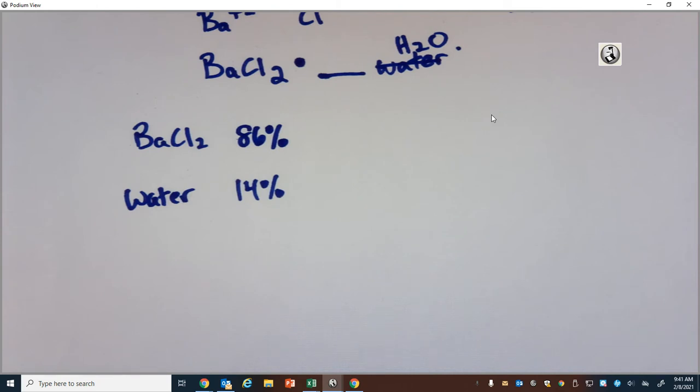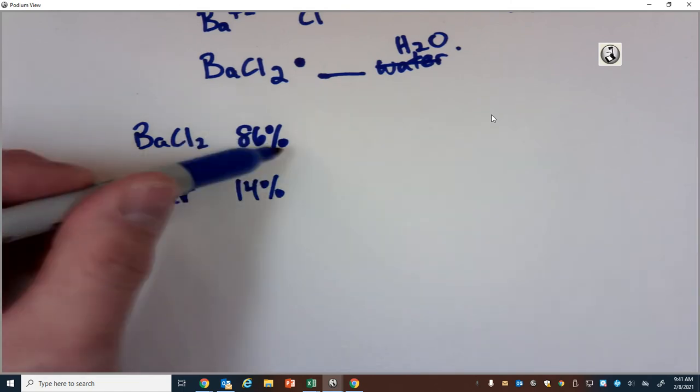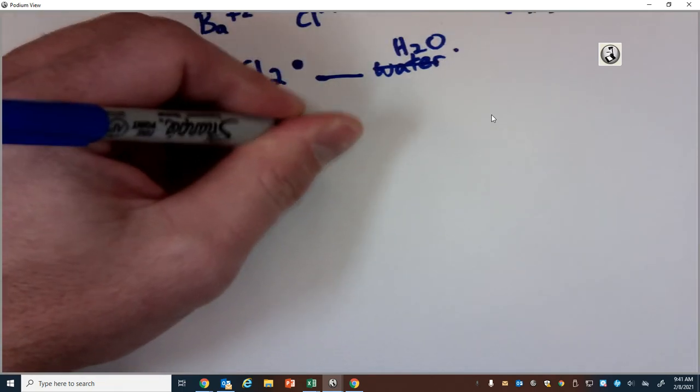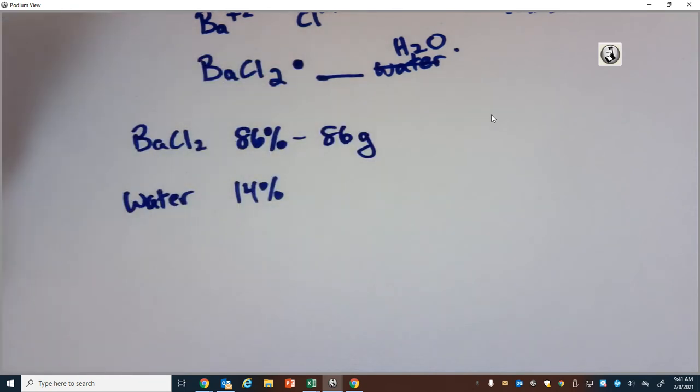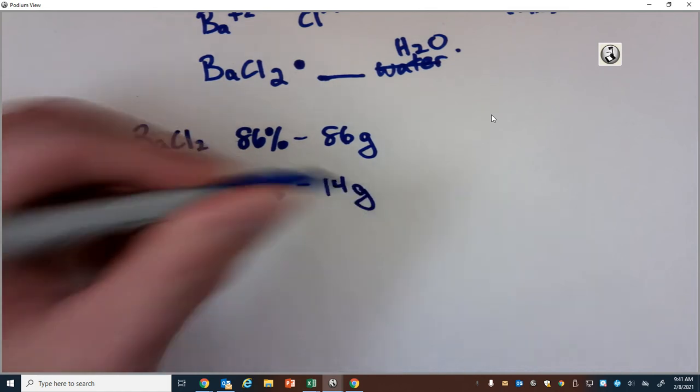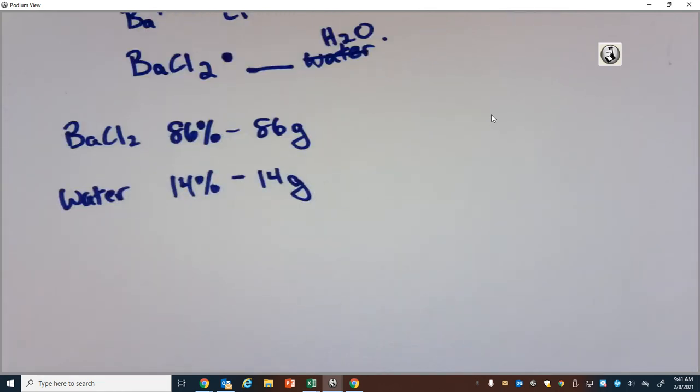So now what we have to do is go percent to mass, mass to moles. All right, percent to mass. So all we have to do here is literally just change this so this is 86 grams. And then for the water, it's going to be 14 grams. A periodic table would probably be helpful for you. I'm just opening mine up right now as we talk here.